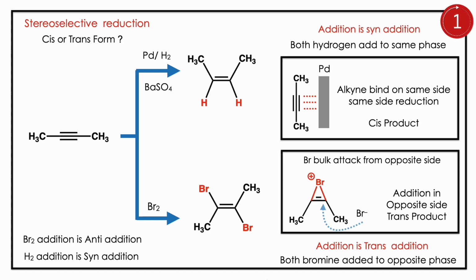So the concept you have to learn here is stereoselective reduction. On that you have to know bromine undergoes anti-addition, and hydrogen undergoes syn addition.